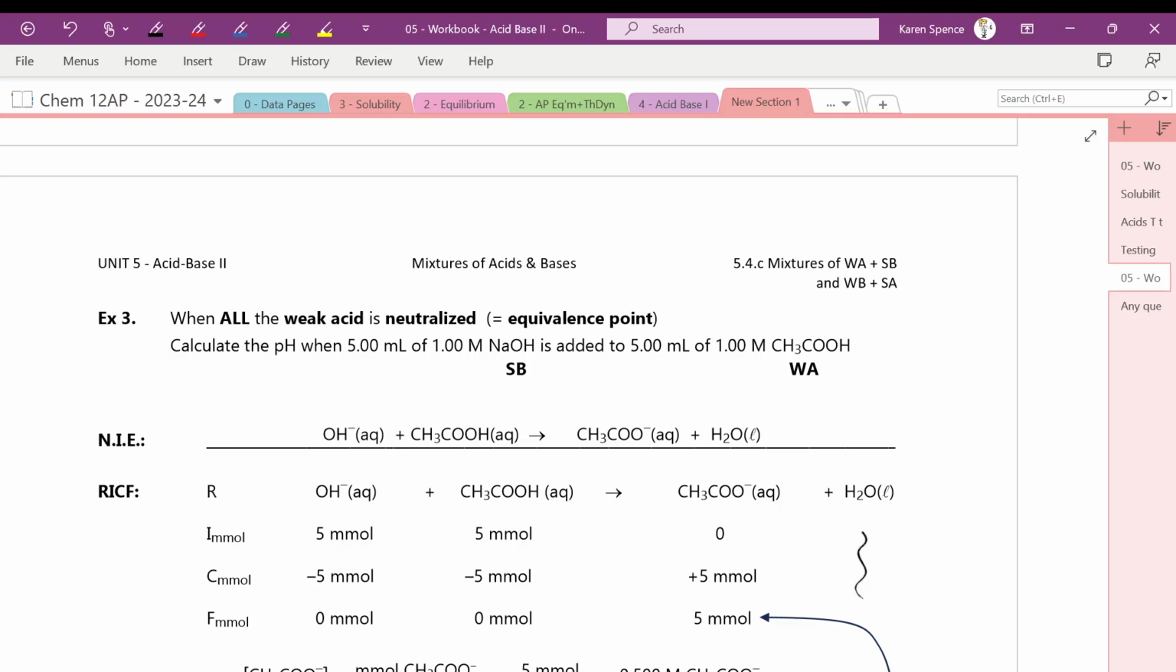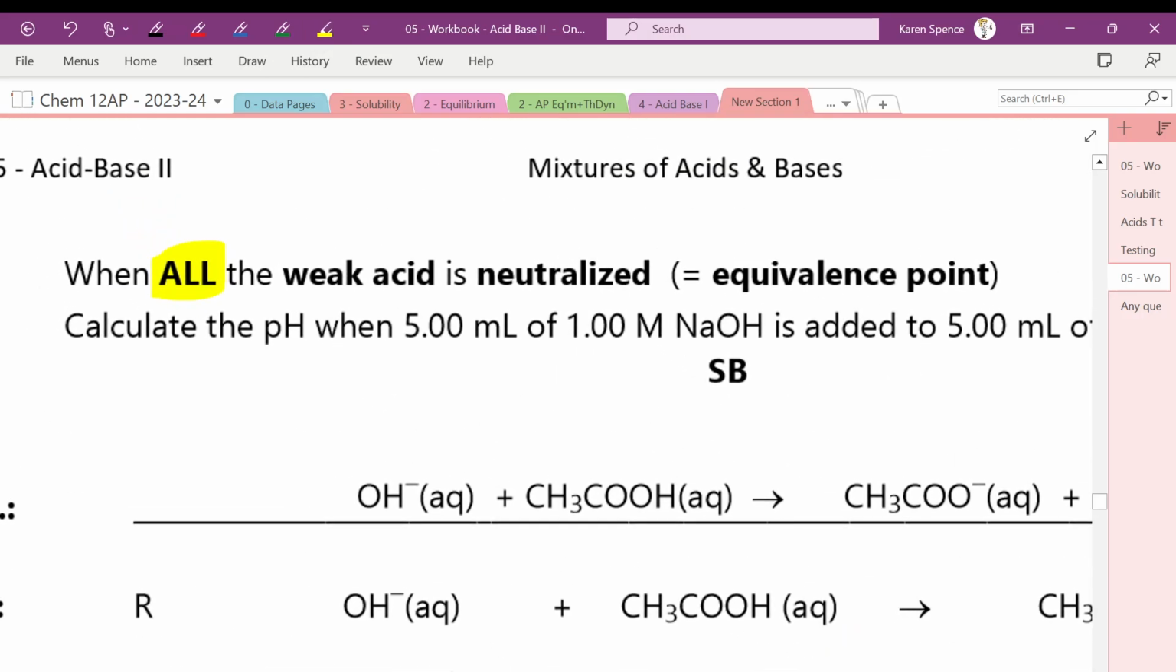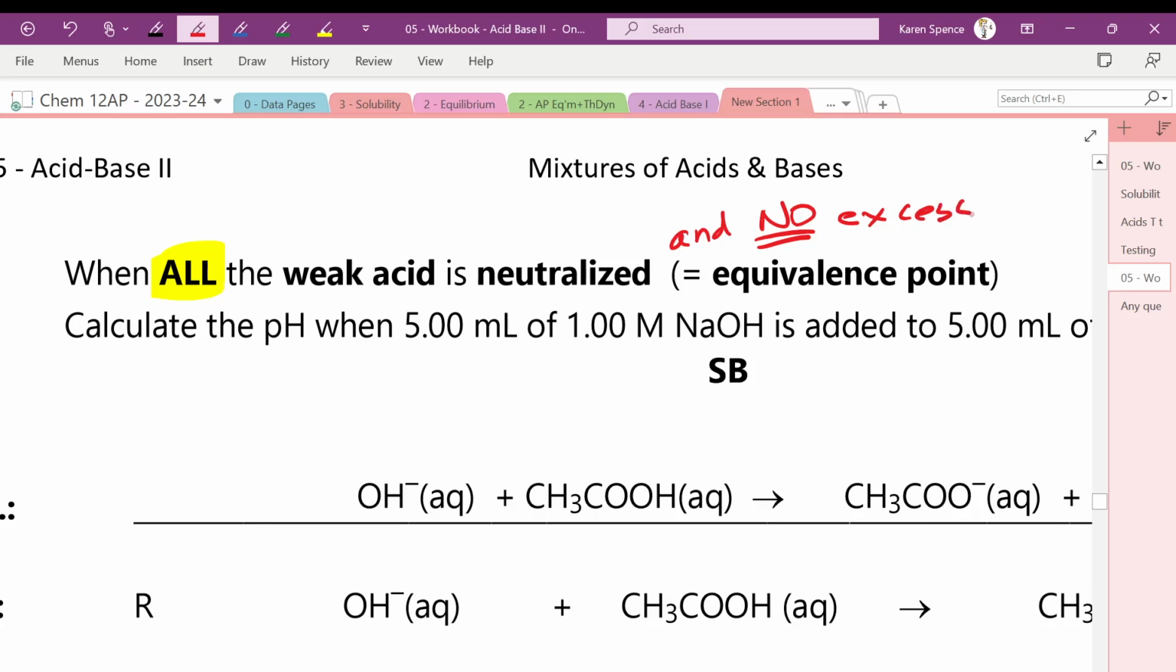Okay, my friends, here we go. When all of the weak acid is neutralized and there's no excess NaOH, which means we have no excess acid, we have no excess NaOH.